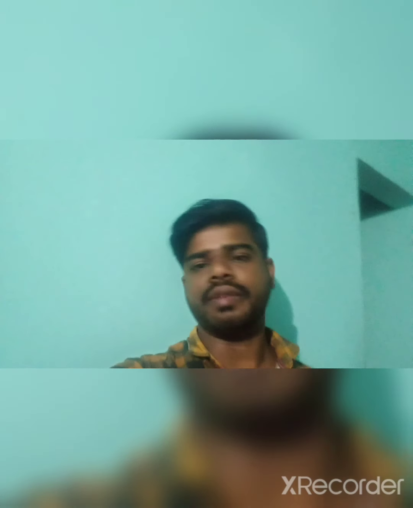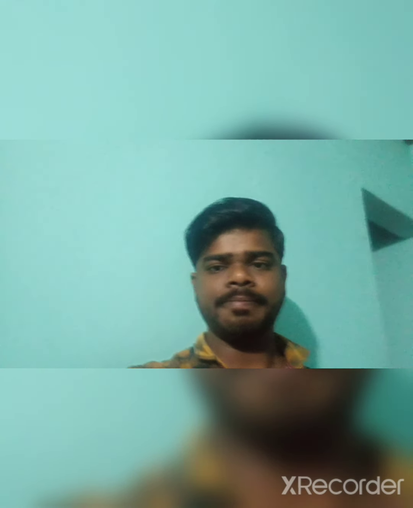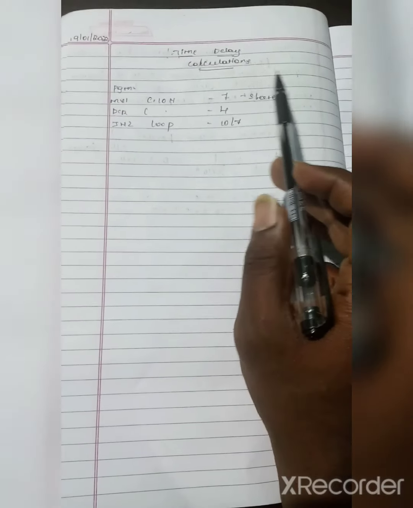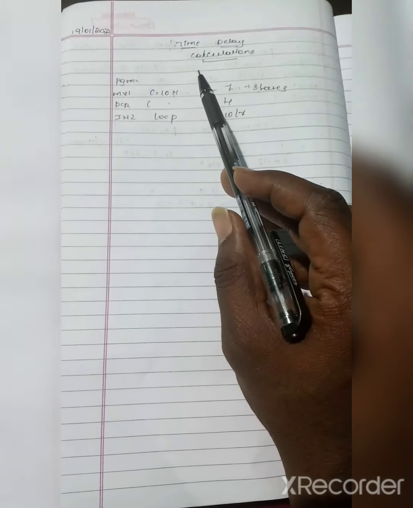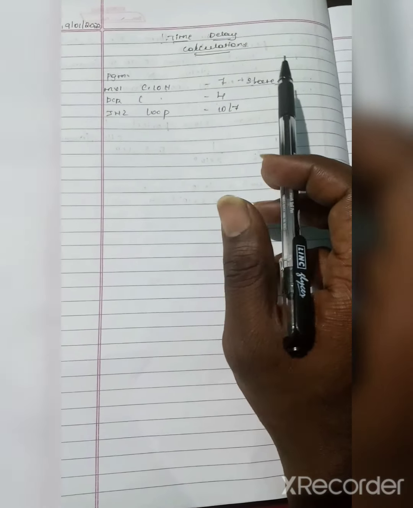Hi guys, I'm Praveen. Today I'm going to talk about time delay calculation using one register, which is in microprocessor concepts. So let's see, as you can understand the concepts and using the problems. Let's see what is the time delay calculation. I have taken one example for time delay calculations for one register.